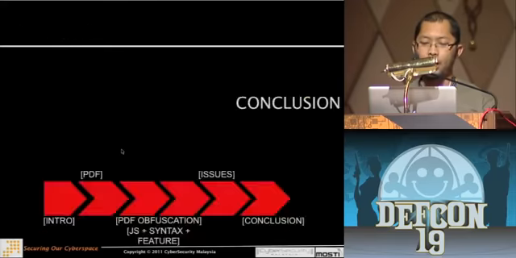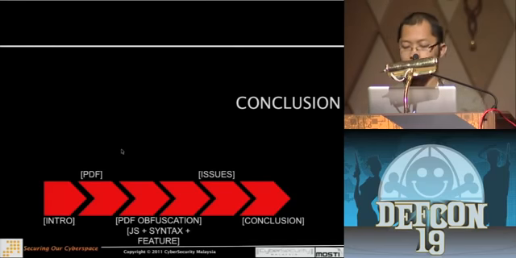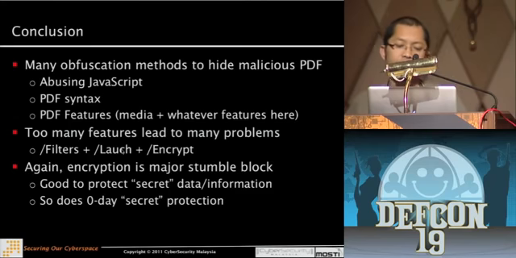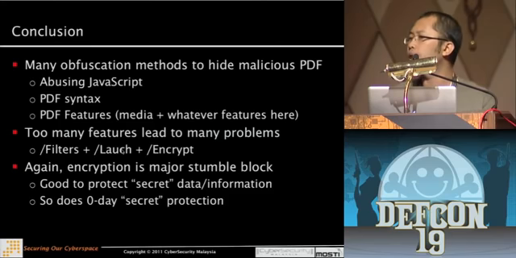are not 100% comparable with how the PDF reader application works. So it's very tricky. The conclusion I can draw from my presentation today is that there are many obfuscation methods to hide a malicious PDF. You can do it over JavaScript, you can do it through PDF syntax, you can abuse some features. And the features also lead to many problems. Like you have /Filter, which gives you some independence to do encoding. And you also have something like /Launch to launch whatever command that you want. It's nice and convenient, but it can also lead to a different problem.